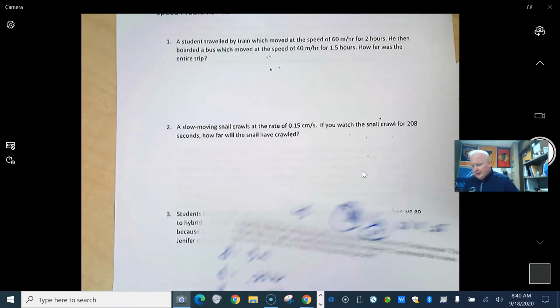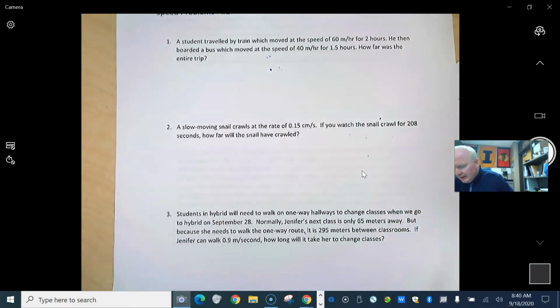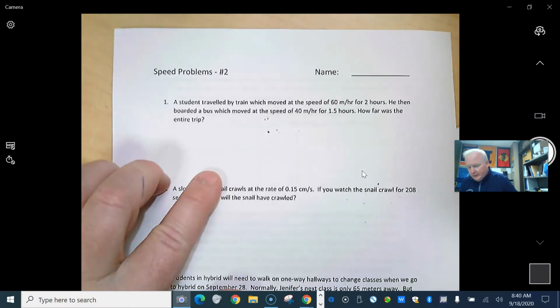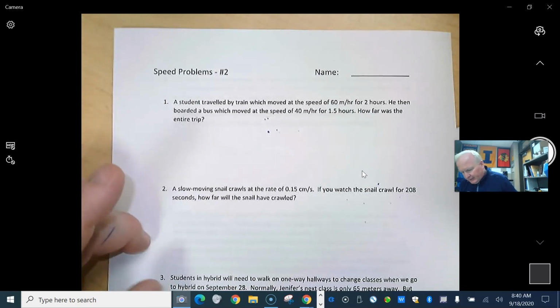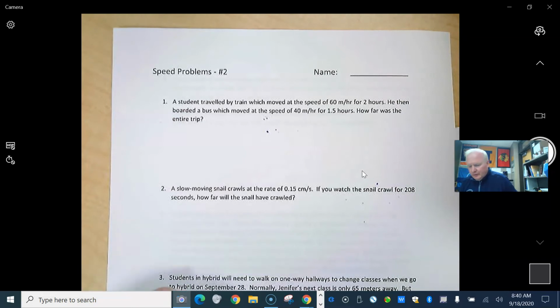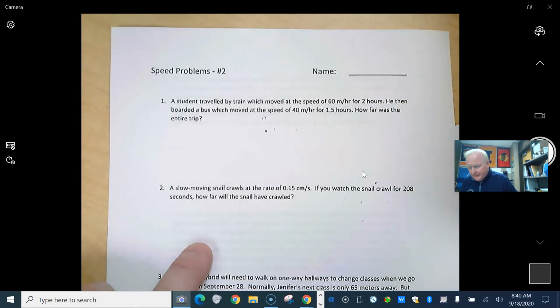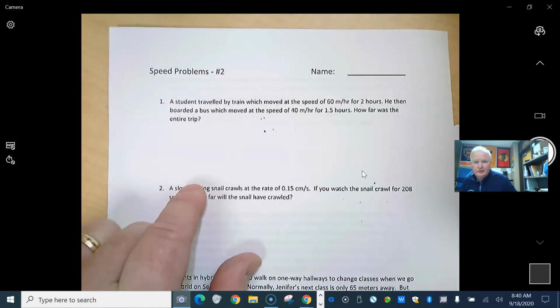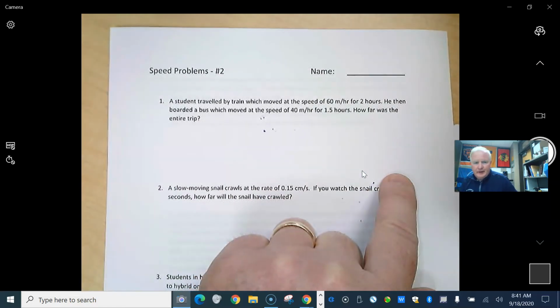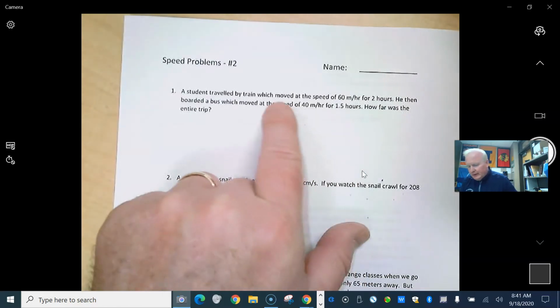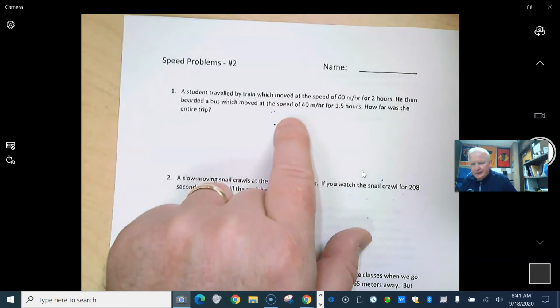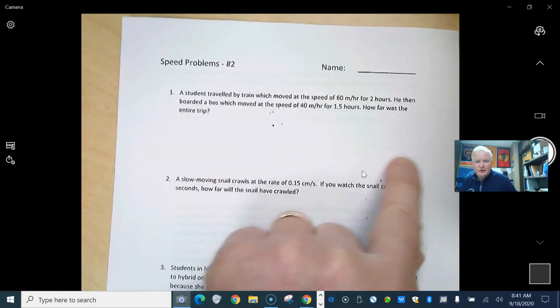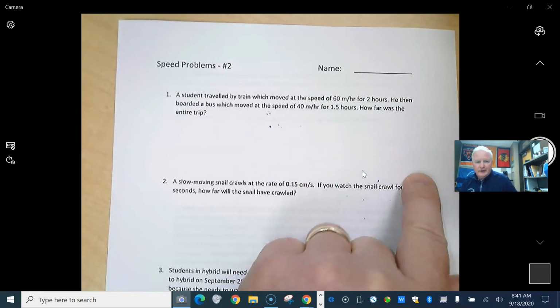All right, speed problems 2. Really, they're all very similar to that. There are a couple of things that are a little more difficult, mostly with the last problem. These ones are straightforward. They're designed to be straightforward. There's just a little difference here where you're going to have to do 2 problems and then add up their distances, because we have a guy traveling by train and then by bus. So you'll do 2 4-column methods and you'll add them up.